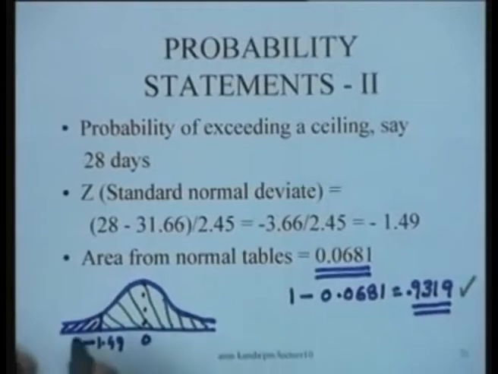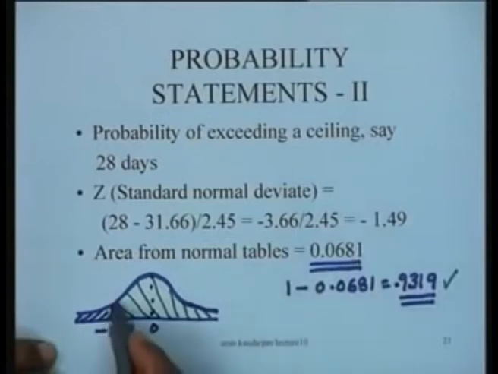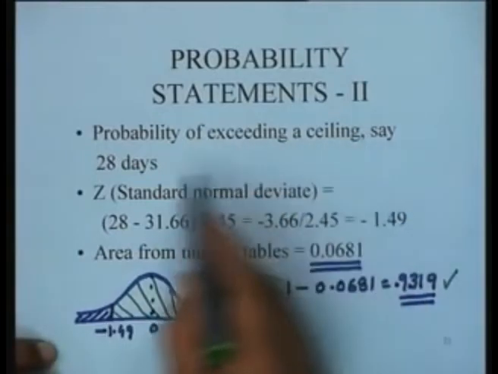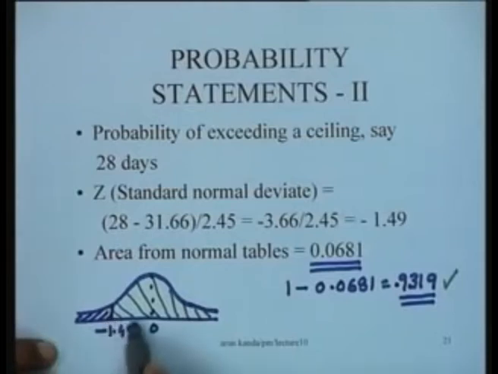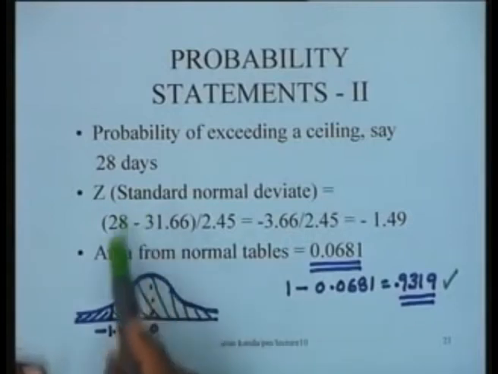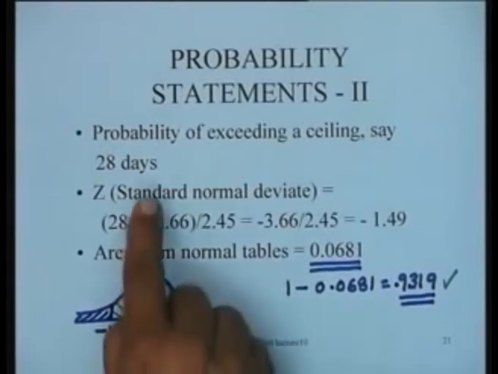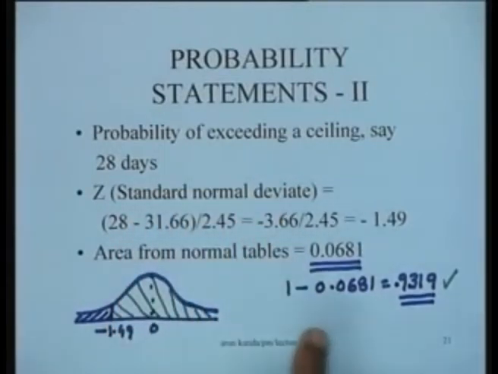So it is here. So the area shown in blue here is 0.0681, but the area shown in green here is the probability of exceeding a ceiling. So the probability that the project will take more than 28 days is in fact given by 93.19%. So depending upon the interpretation, you have to suitably interpret the values that you obtain from the tables. So this is the kind of computation that you can perform to find out the probability of exceeding a ceiling, rather than talking about this particular value.